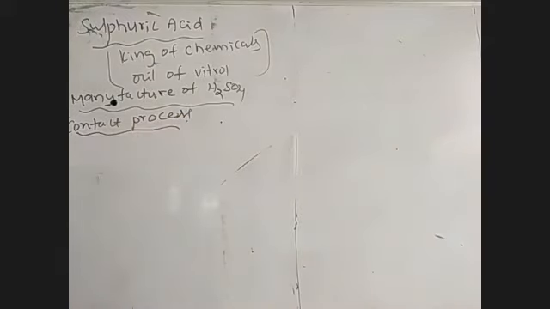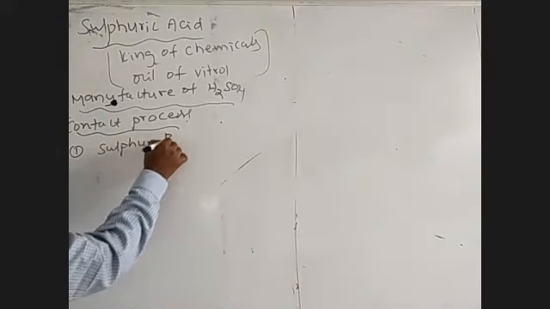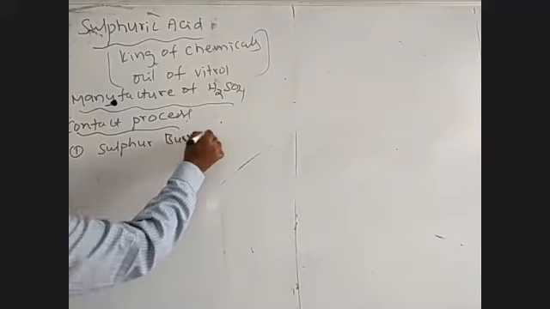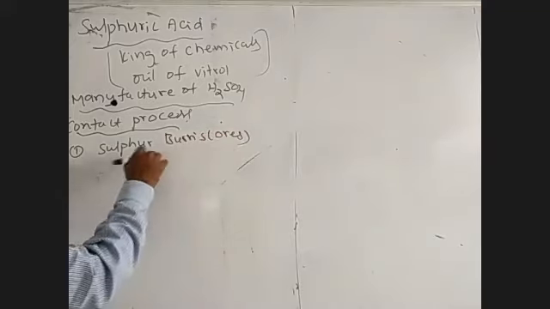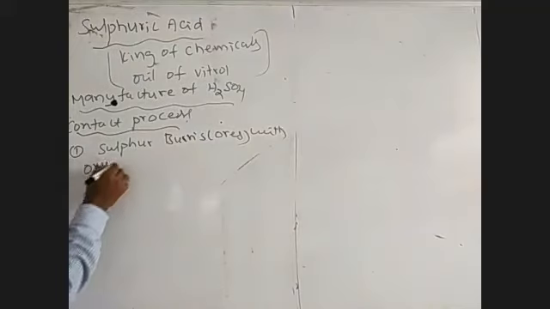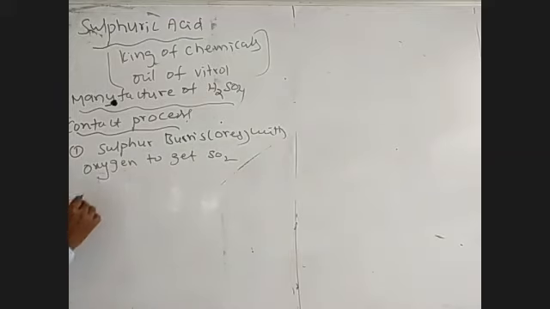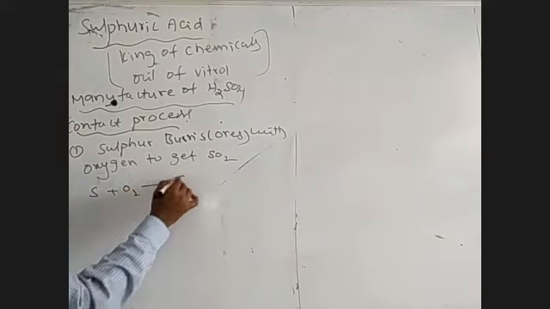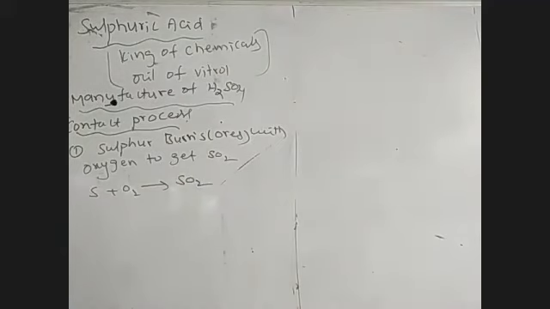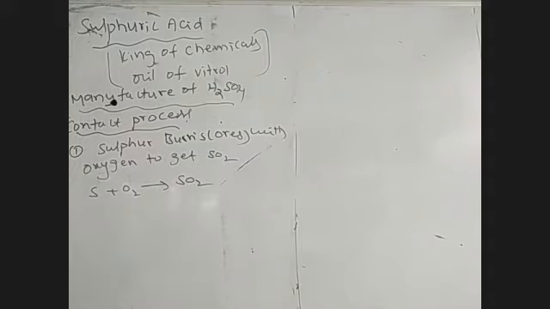In the contact process, the first step is the production of SO2. That means sulfur or sulfur ores bond with oxygen to get SO2, sulfur dioxide. That means S plus O2 gives rise to SO2. The sulfur compounds, known as minerals or ores of sulfur, are burned with oxygen to produce SO2.